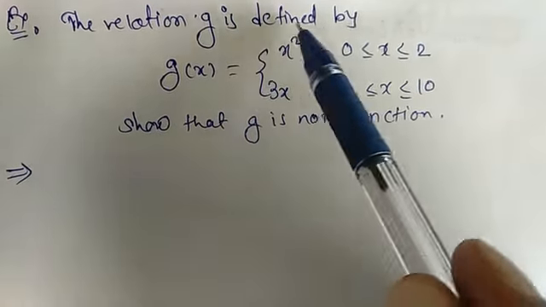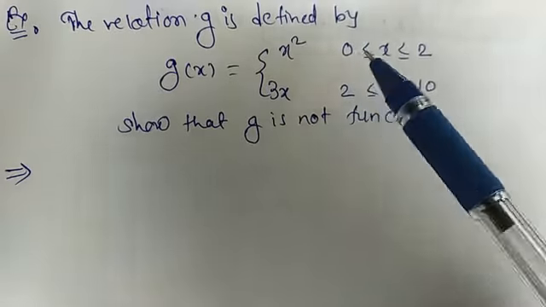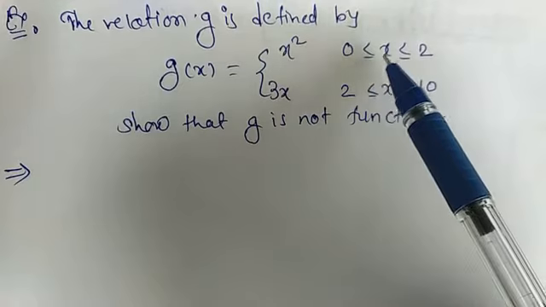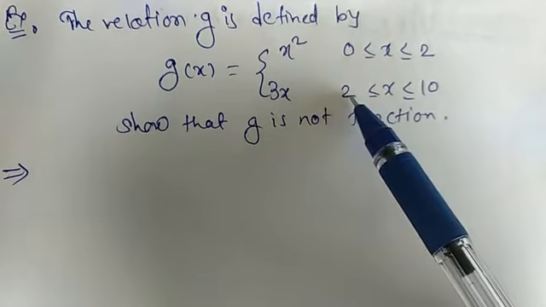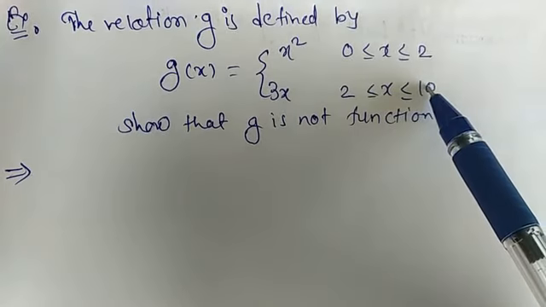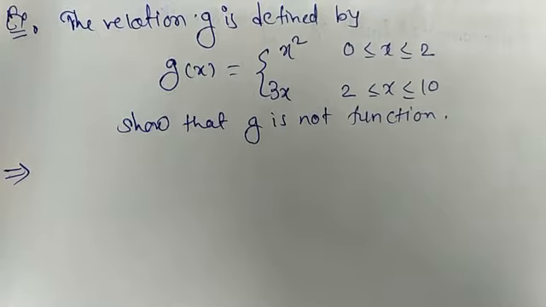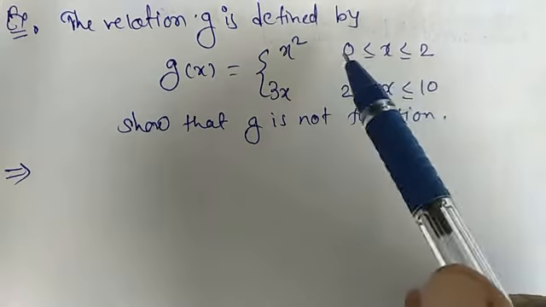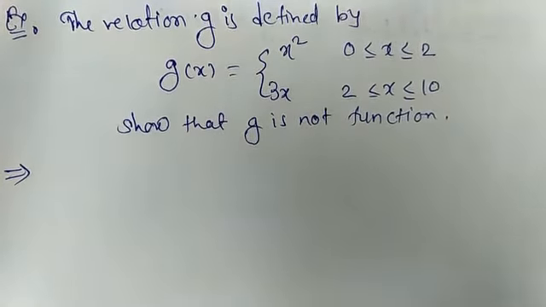Now consider the next example. The relation g is defined by g of x is equal to x square for 0 less than or equal to x less than or equal to 2, which means the value of x lies between 0 and 2, and 3x for x between 2 and 10. We have to show that g is not a function, which means any number between 0 and 10 has more than one image or does not have an image. That is what we have to find.